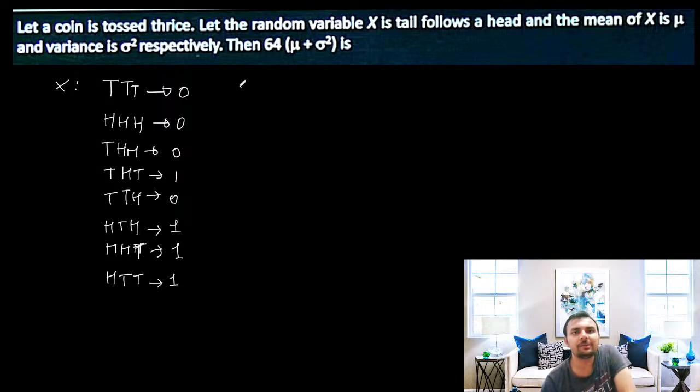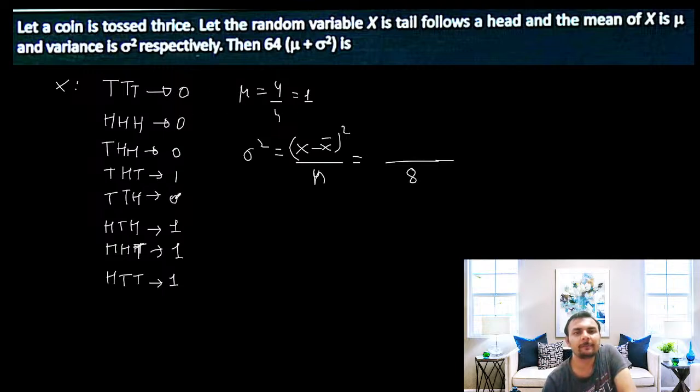So what will happen? Mean is what? 1, 2, 3, 4. 4 by 4, which is 1. Sigma square is what? Sum of (x minus x dash) whole square by n. So n is 8. This is 0 minus 1, 1, 1, 1, 1. So it is nothing but 4 by 8. We have 8 samples. It is 1 by 2.